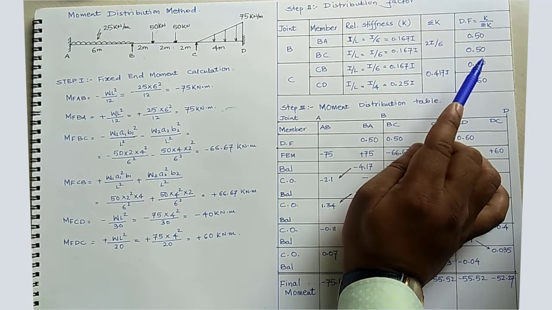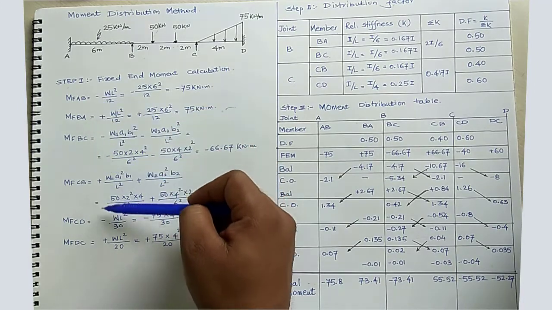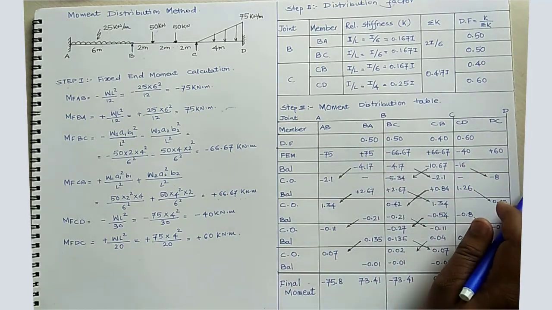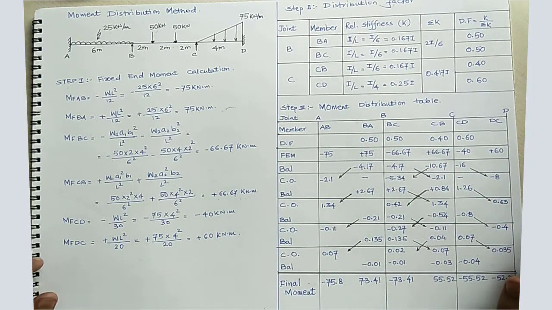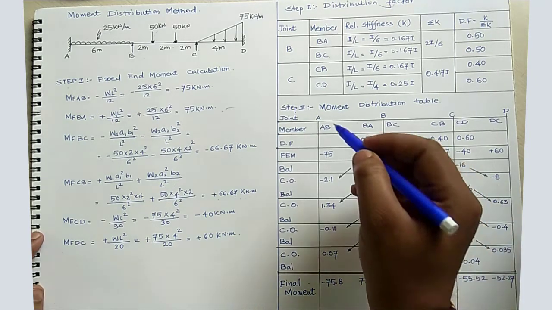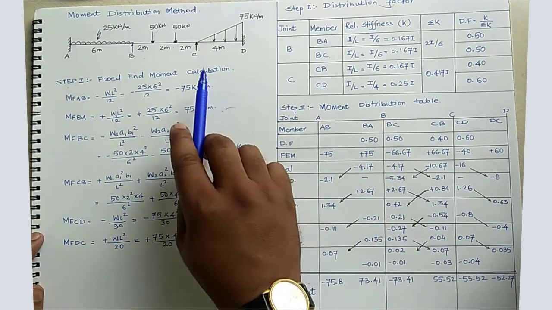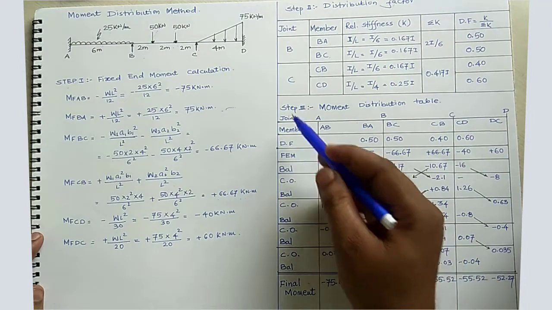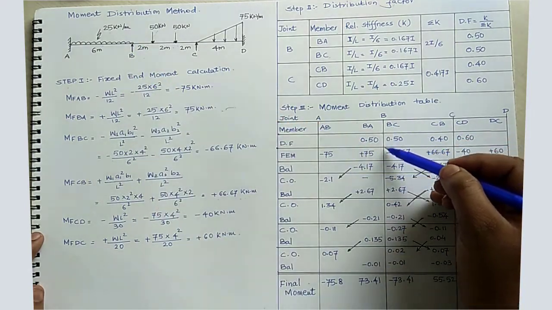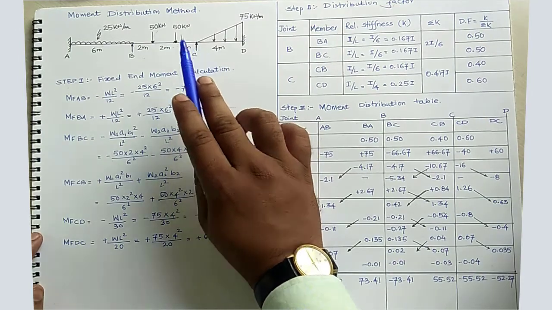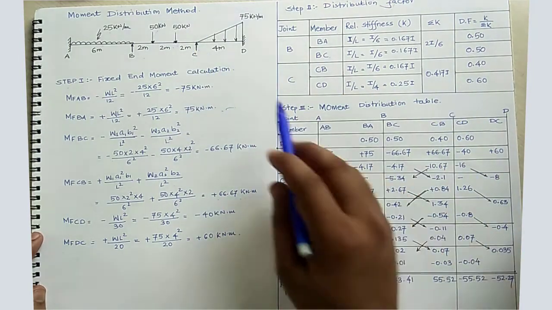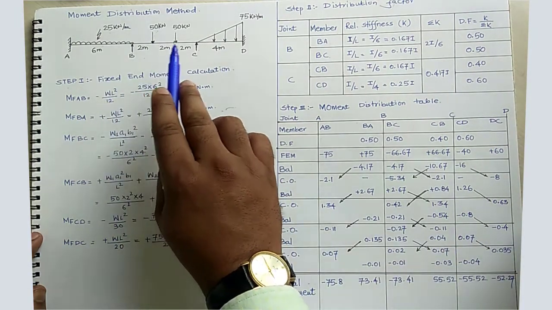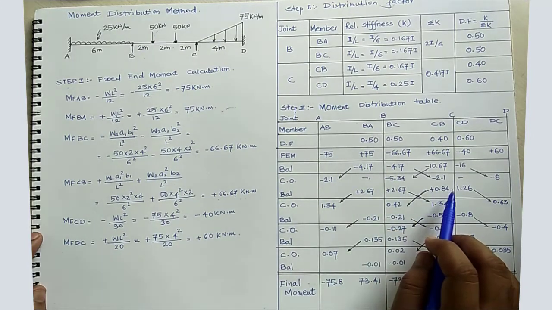After getting the distribution factor of each member and calculation of fixed end moment for each member, we have to go for the moment distribution table. Now for the moment distribution table, for finding the final moment, we have to draw the table like this, similar to the numerical given. So for A support, draw one line for A. For B joint, draw the line for B joint. For C joint, draw the line for C joint. For D support, draw the line for D support. So there are 4 joints or 4 supports. We have drawn 4 lines.